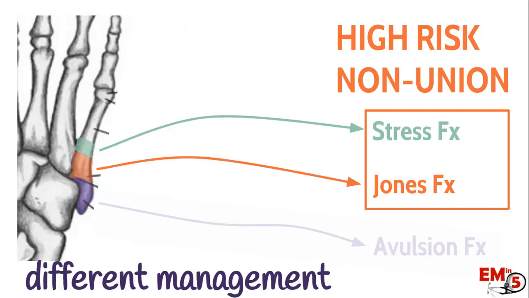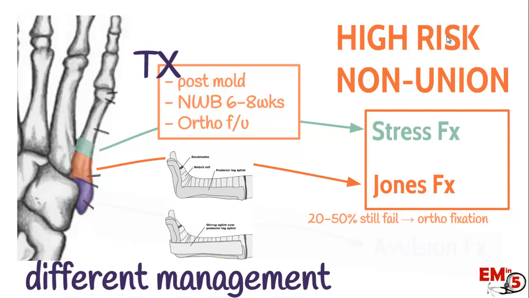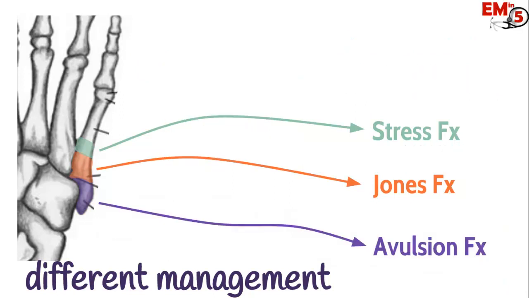So the ones that are at high risk for non-union are two of them, the stress fracture and the Jones fracture. The treatment is going to be putting them in a post mold and have them non-weight bearing for 6 to 8 weeks. Also, they need to have an orthopedic follow-up. Even with the correct treatment, 20 to 50% still fail to have union and end up needing orthopedic fixation. And for stress fractures, this can take even longer, sometimes even up to 10 to 20 weeks of a post mold and non-weight bearing.